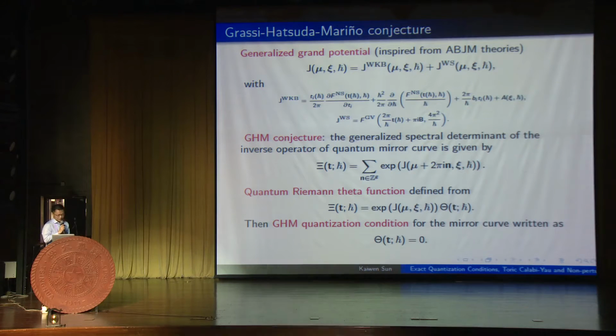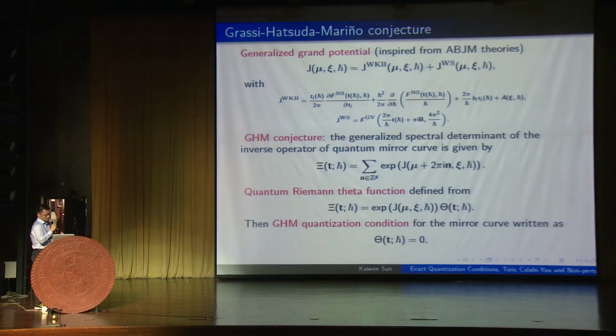Another approach is proposed by Marino and collaborators 2 years ago. Their approach takes deep root in the AGT theory. They define the generalized grand potential. It contains two parts. One part, the WKB part, comes from the Nekrasov-Shatashvili free energy, while the worldsheet part comes from the traditional topological string.